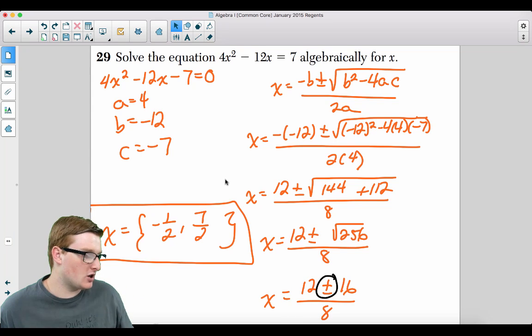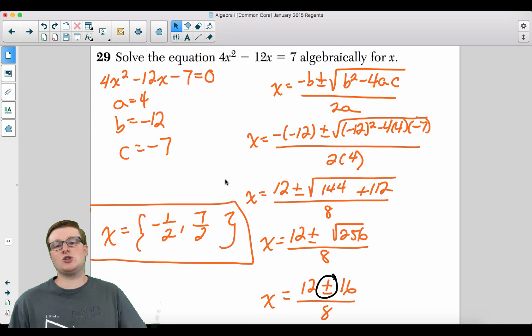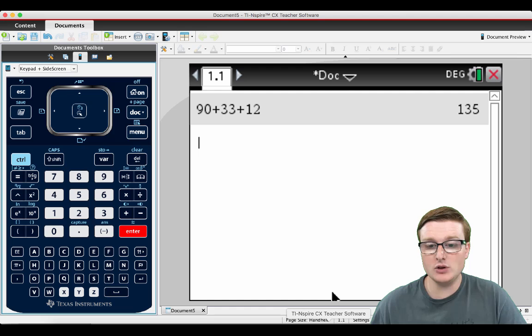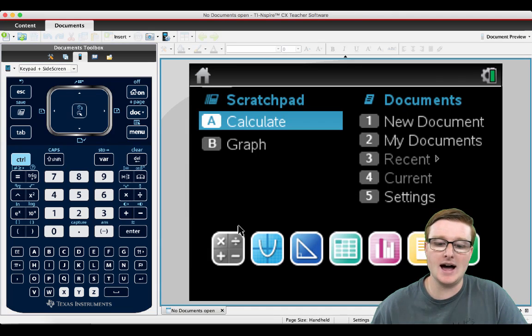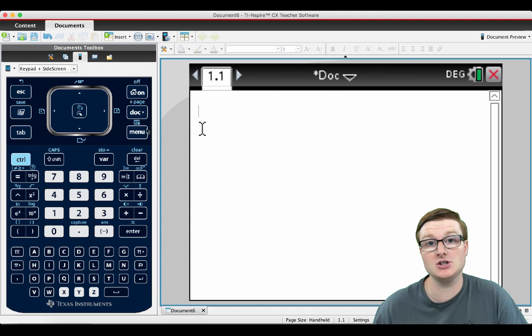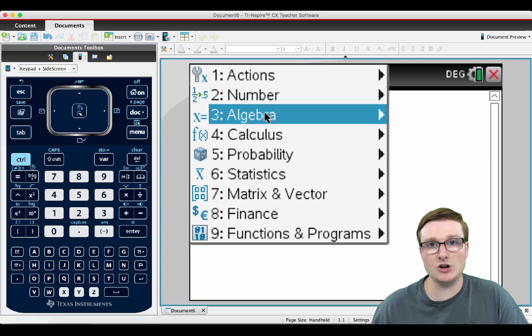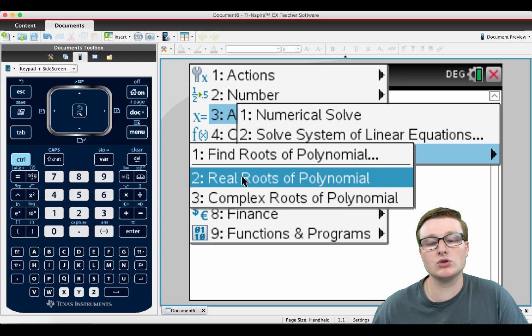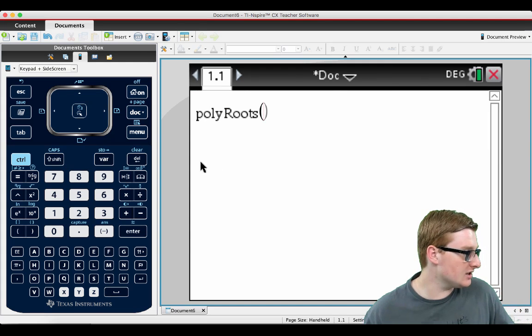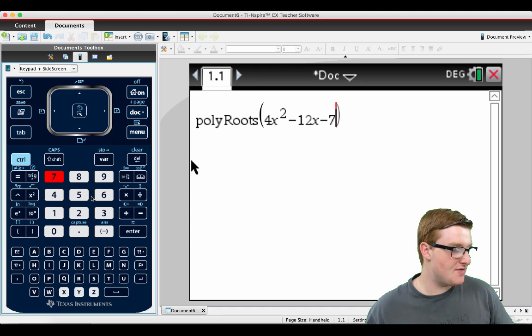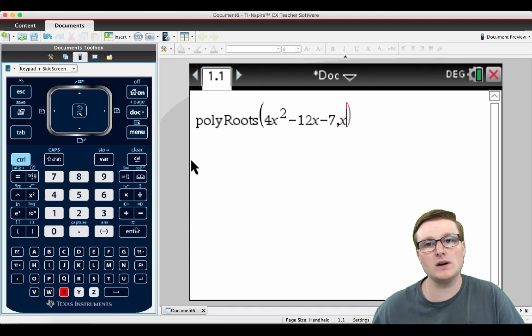But I personally think that the quadratic formula, even though it is long, is the easiest way. Now, I want to show you how you could check yourself in the calculator. Go to your calculator page, go to menu, then algebra, then polynomial tools, then click real roots of polynomial. Type in 4x squared minus 12x minus 7, then comma x, and look at what it does for you.